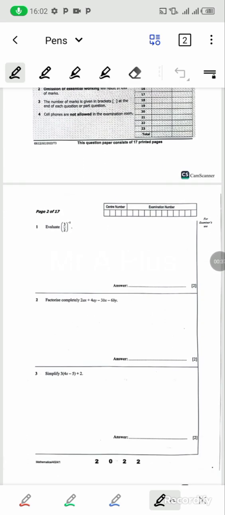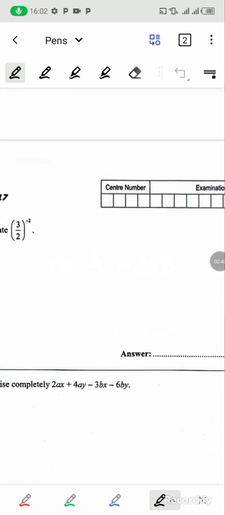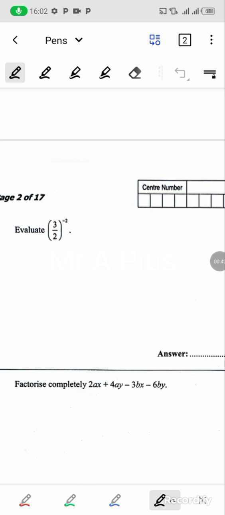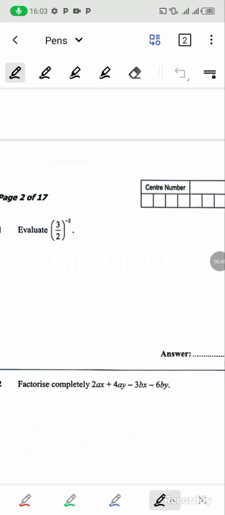Okay, so the first question reads, evaluate (3/2) power -2. So when you look at this particular question, this is indices, and therefore, for you to evaluate, you need to consider all the possible rules that are found in indices. Okay, so now the power which is here is negative. So now for us to evaluate, we need to change the negative power to positive power.